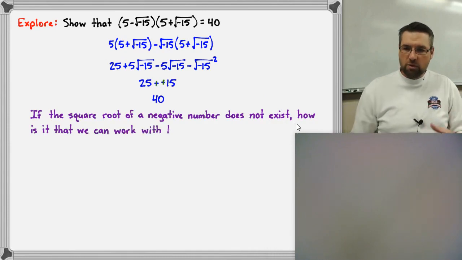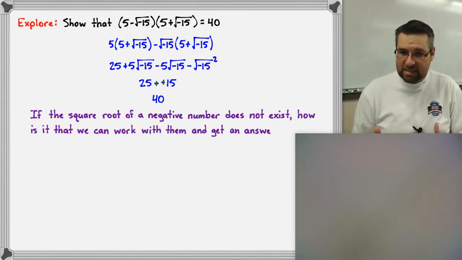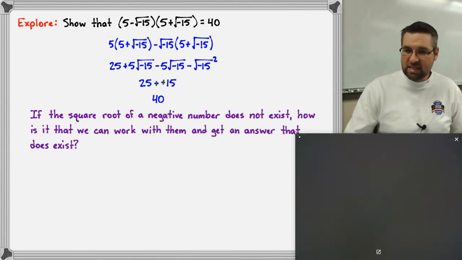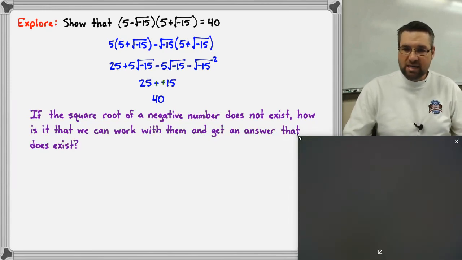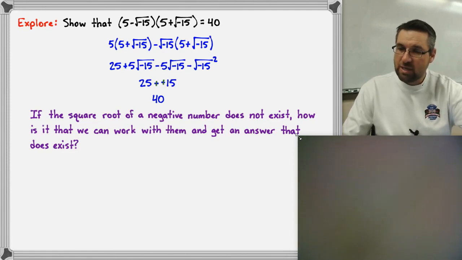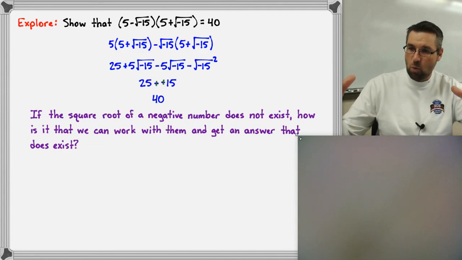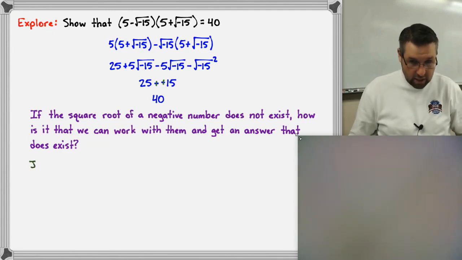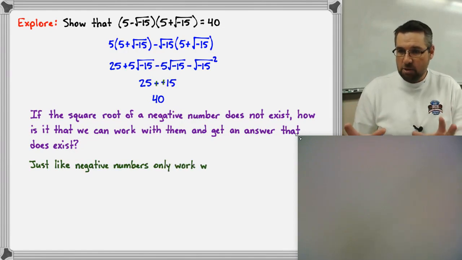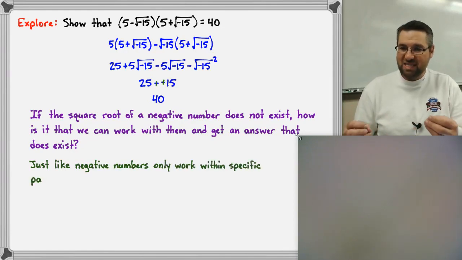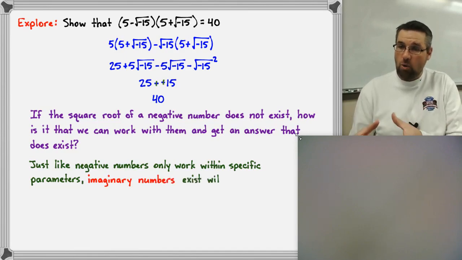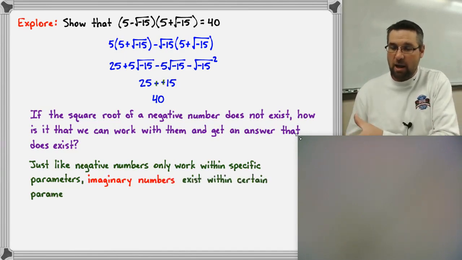If the square root of a negative number does not exist, how is it that we can work with it and get an answer that does exist? Well, the reality is this. The square roots of negative numbers do exist. They just don't exist within the set of numbers that we currently know. And here's the example that I would give you, okay? Just like negative numbers only work within specific parameters, imaginary numbers only work within specific parameters, okay?